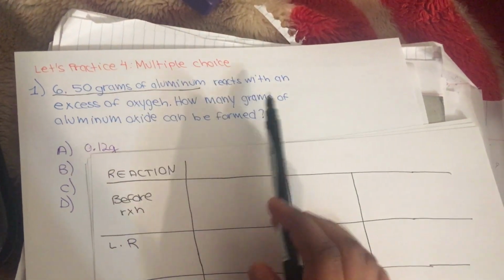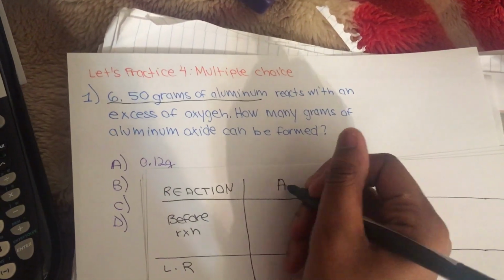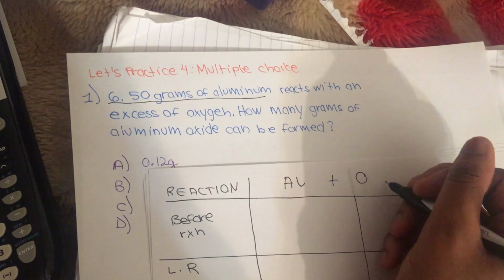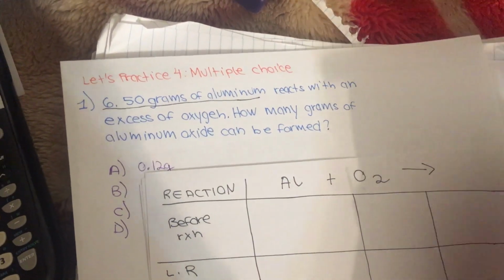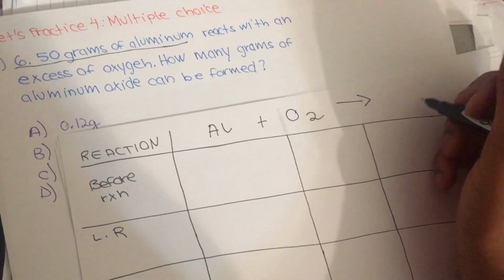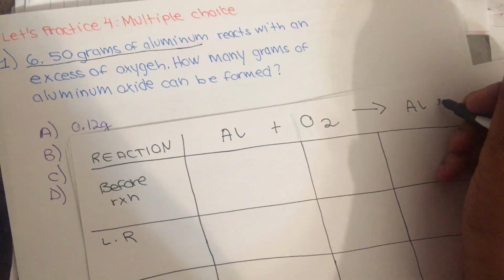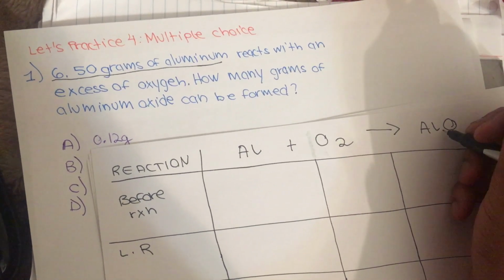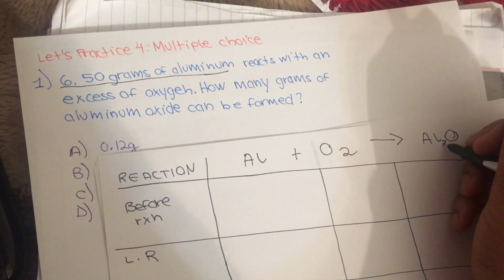As it states, it says aluminium. So the first thing we're going to put is aluminum plus oxygen. Oxygen is diatomic, so you always need to put a 2. And it reacts to become aluminium oxide. So aluminum will have a 2 and oxygen will have a 3.